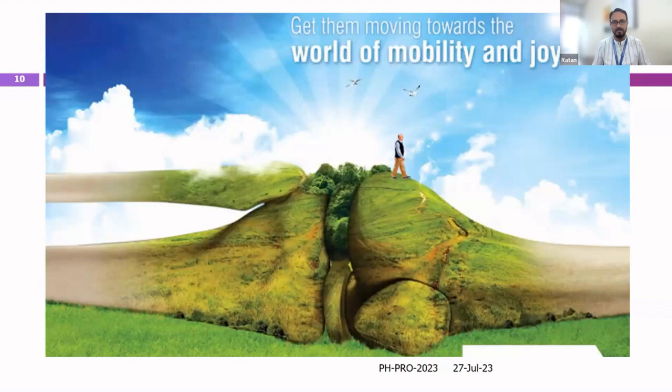Okay. So when we don't have an absolute treatment for this condition, what we can manage for them is to get them moving towards the world of mobility and joint function. They have a problem with mobility, they have a problem with function. So think of something to improve their mobility so that they can live a joyful life. So that becomes another way of handling or managing this condition.